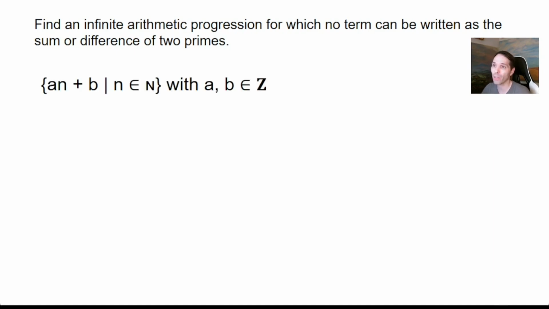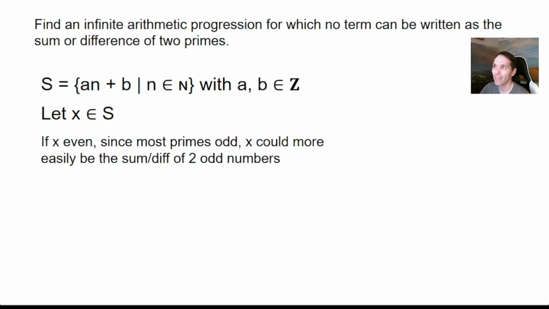Let our arithmetic progression be written as an plus b, where a and b are integers and n is the natural numbers. We want to find a and b that satisfy the condition stated in the problem. Let's try and find some properties of the sequence to make our search a little bit easier. Let x be a term of our sequence.